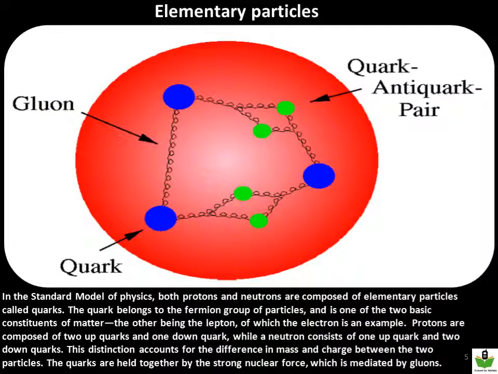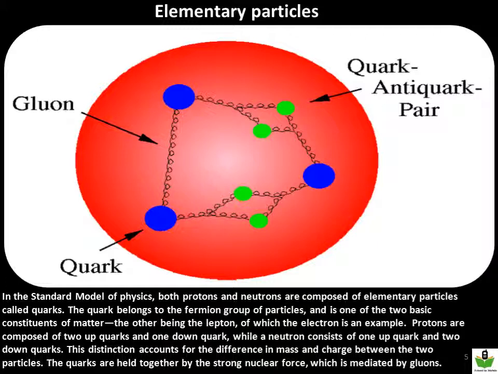Now we will move to elementary particles. In the standard model of physics, both protons and neutrons are composed of elementary particles called quarks. The quark belongs to the fermion group of particles, and is one of the two basic constituents of matter, the other being the lepton, of which the electron is an example. Protons are composed of 2 up quarks and 1 down quark, while a neutron consists of 1 up quark and 2 down quarks. This distinction accounts for the difference in mass and charge between the two particles.